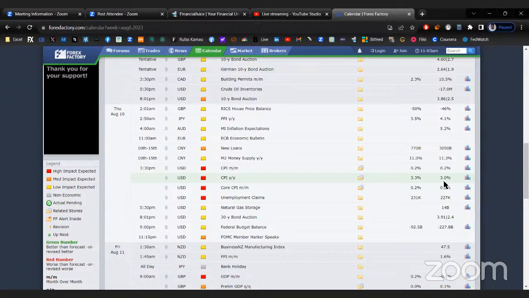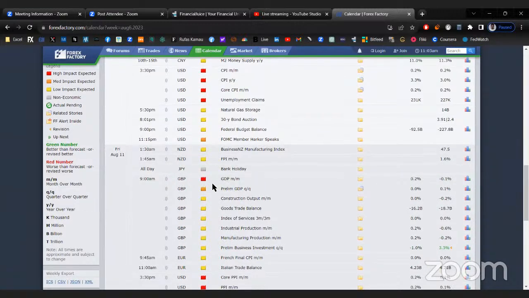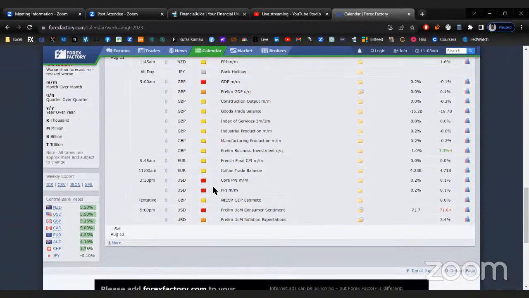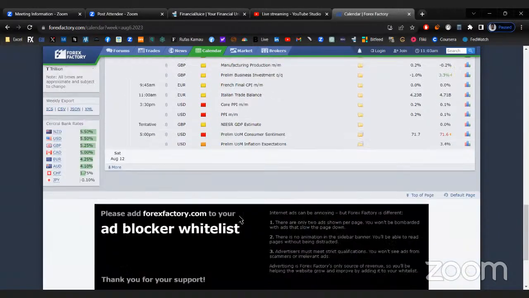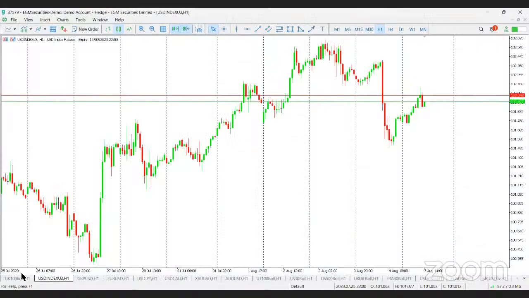Then we will be having gross domestic product data from the UK. This will be happening on Friday in the morning at 9 a.m. Core producer price index for the US, and of course, the preliminary University of Michigan consumer sentiment survey. So that's all we're expecting in the markets for the week. And now that we know that we are in a price action traders territory, we might want to look at a couple of charts.